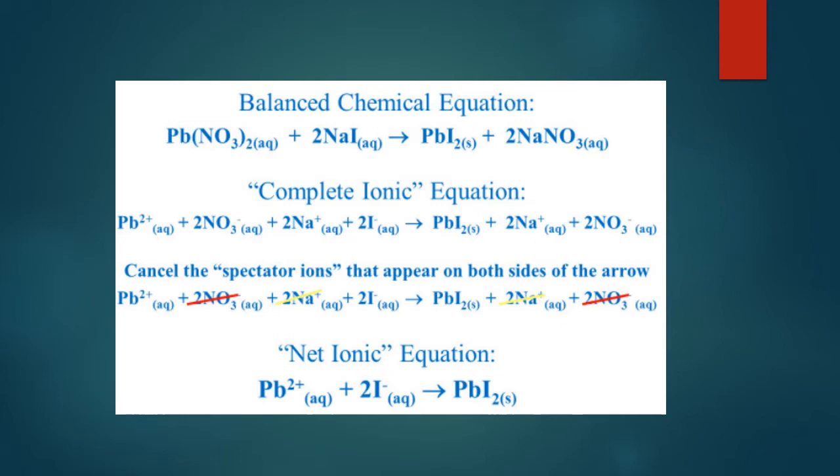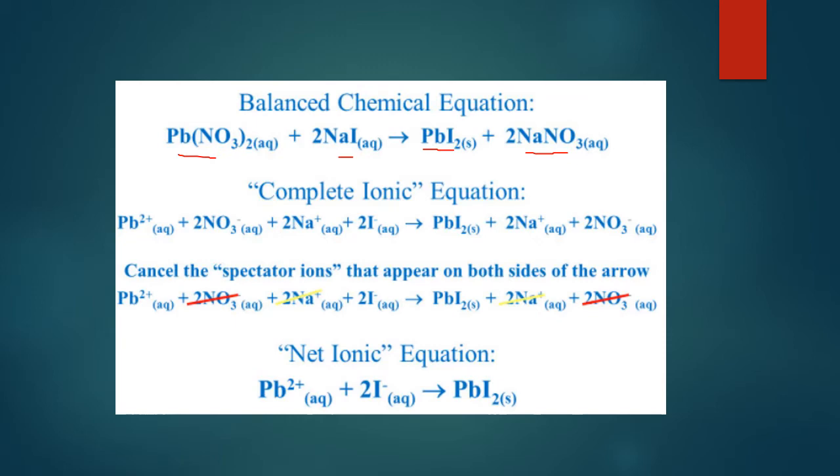What's happening is these two compounds are switching ions. So lead on the product side is going to be paired with iodine, and then sodium is going to now be paired with the nitrate ion, that polyatomic. So in order to balance the equation, we need to add coefficients in front to make sure we have the same number of atoms on both sides.